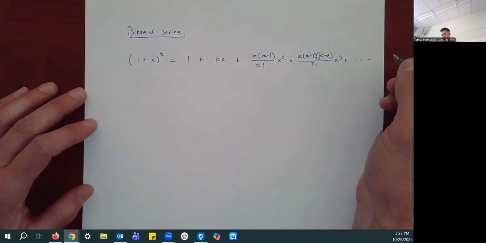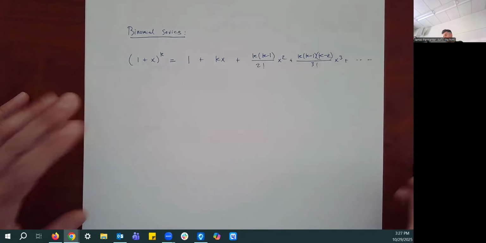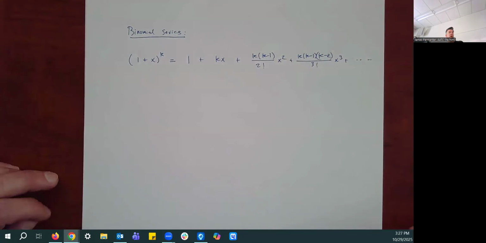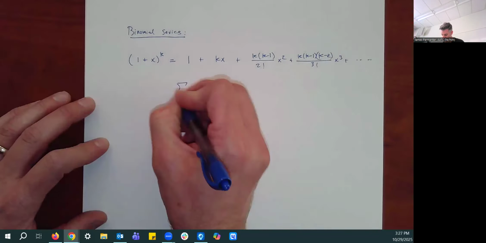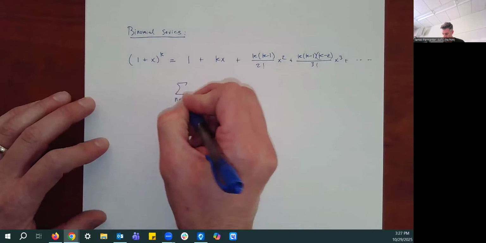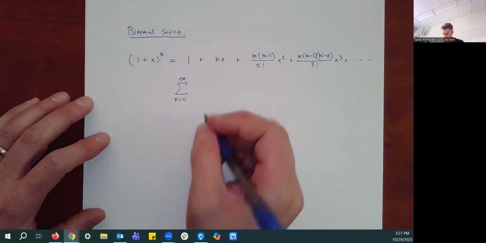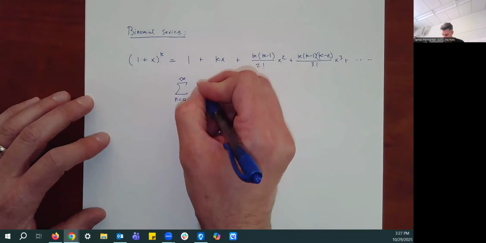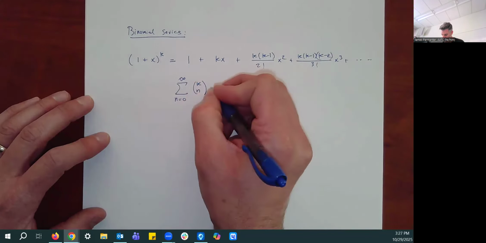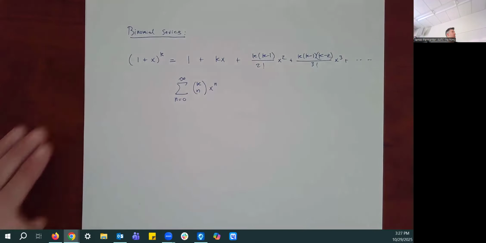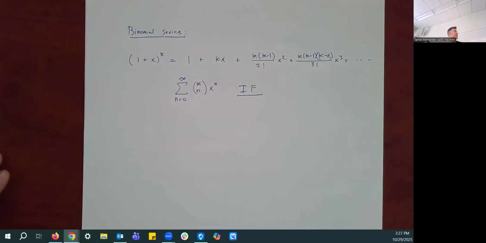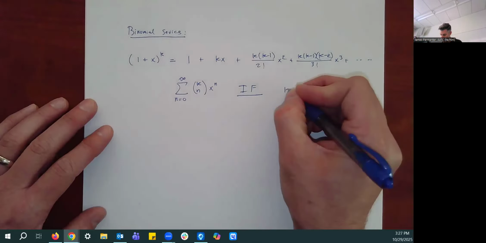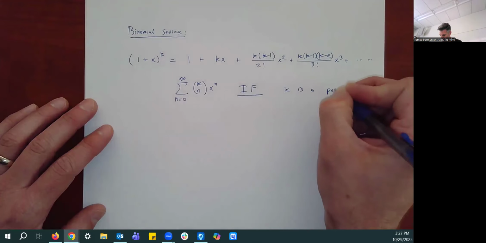And the way you write it out, the thing is, it's really hard to write out using a sigma unless you've talked about the thing we just talked about. So you can definitely write this as the sum from n equals 0 to infinity of k choose n times x to the n, if k is a positive integer.